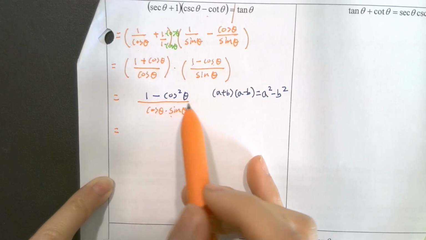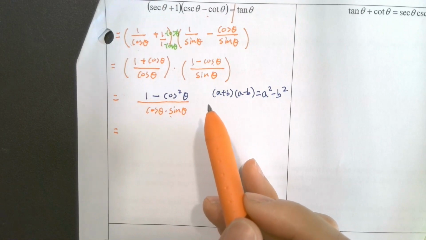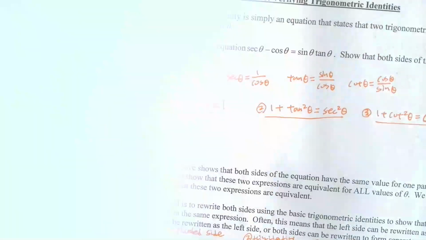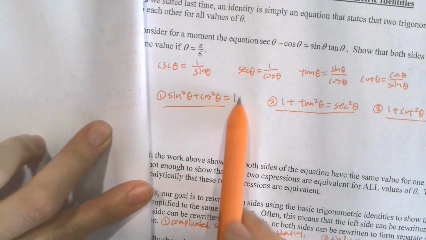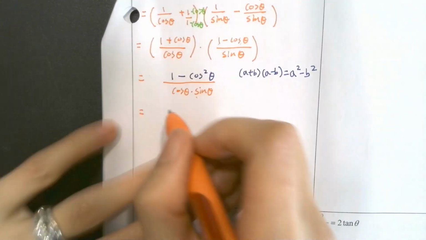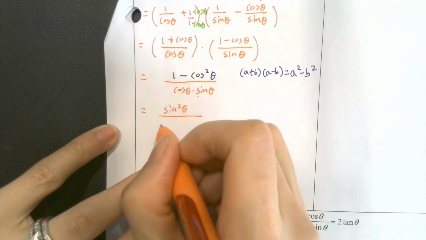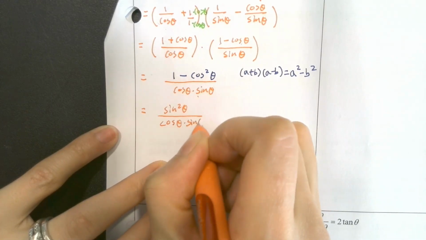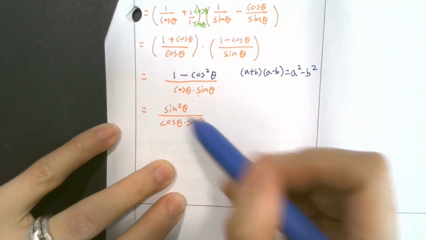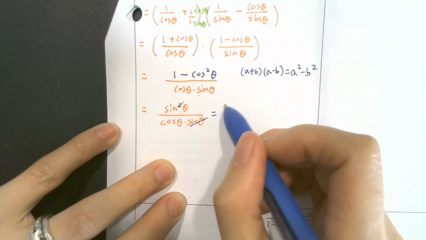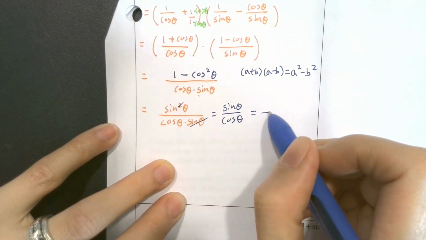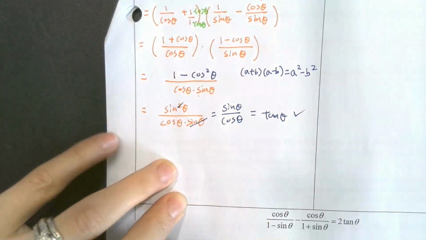But do you recognize 1 minus cosine squared? This is like the third or fourth time we've seen that expression. What is 1 minus cosine squared theta? 1 minus cosine squared theta is sine squared theta. That's one of the trig identities. So sine squared theta over cosine theta times sine theta. And then cancel out the common factor, which is sine theta, top and bottom. So we're left with sine theta over cosine theta, which is tangent theta. Done.